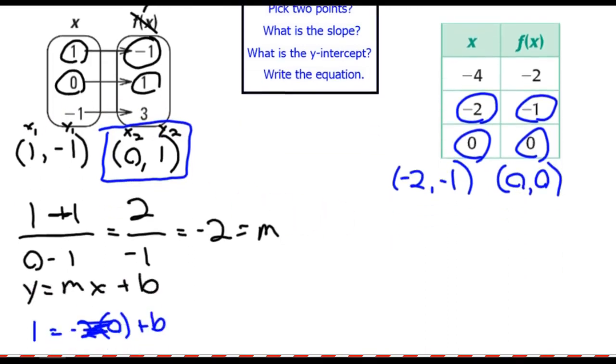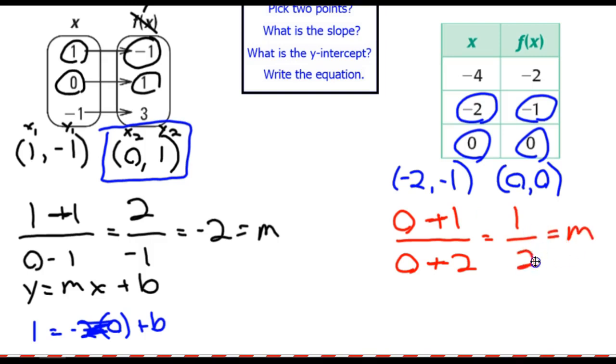If I make my slope equation, we have 0 minus a negative 1 and 0 minus a negative 2. Make these both plus. 0 plus 1 is 1. 0 plus 2 is 2. So 1/2 is our m.